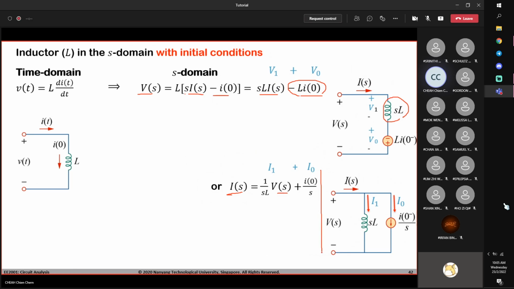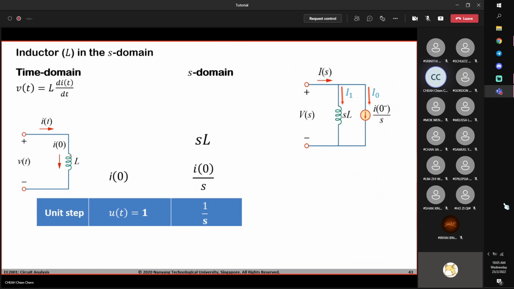Now, for the inductor it's also easier to remember this way. You write down SL, and then this is a constant current, right? Constant current in time domain. A constant in time domain becomes the constant divided by S in Laplace domain. First, you write down SL. Then you remember that the initial current is a constant in time domain, and according to the tables, for Laplace domain it is I0 divided by S. So I add in this current source, I0 divided by S.